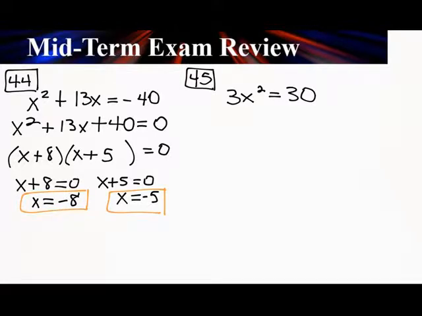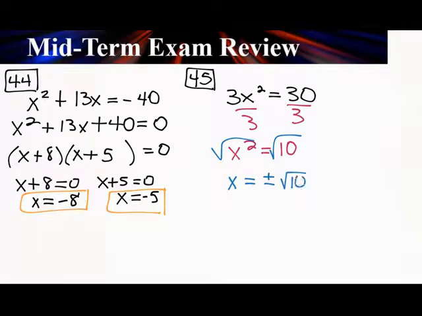Okay, now, in some cases we can't factor, and in some cases we don't have to set it equal to 0. So let's look at some of those cases. For instance, on number 45, all I have to do is divide by 3. So I get x squared equals 10. If you square root both sides, then your answer is going to be x equals plus or minus the square root of 10. And just leave it like that, okay?